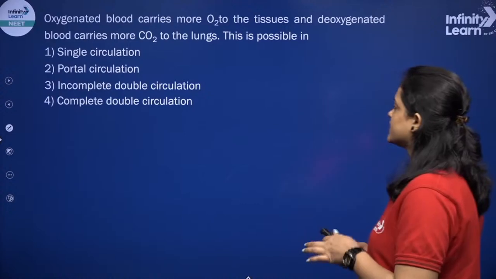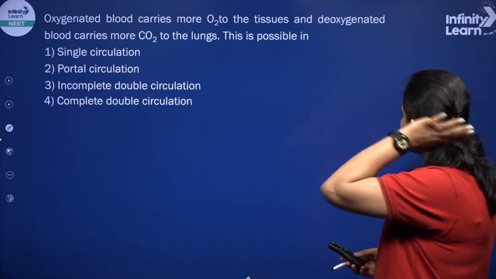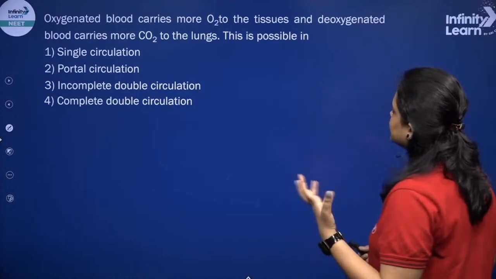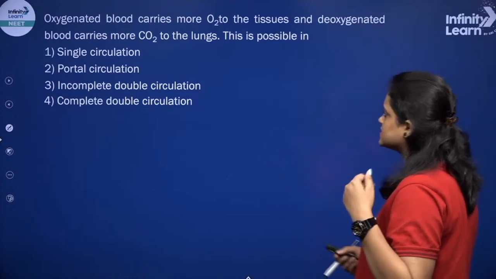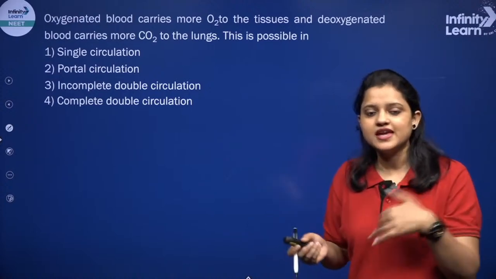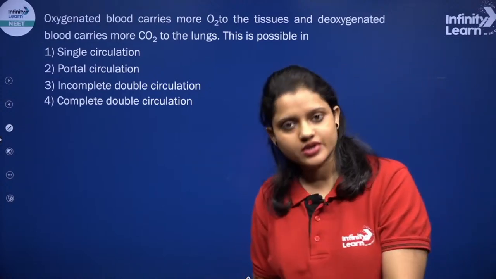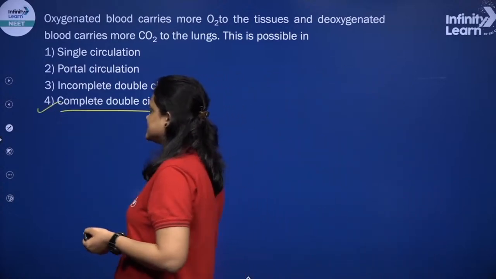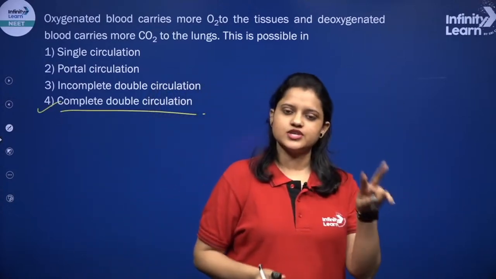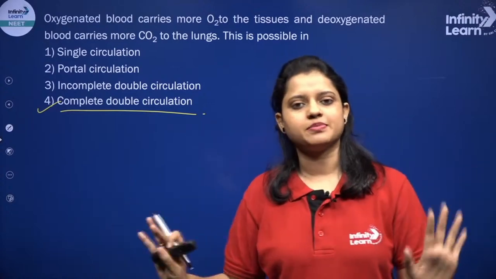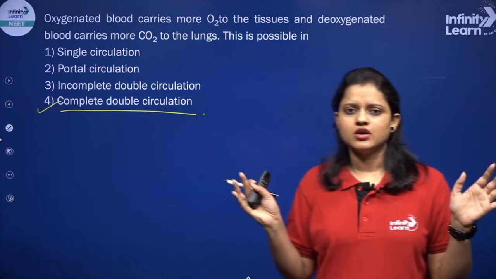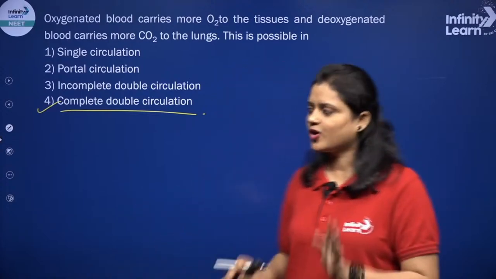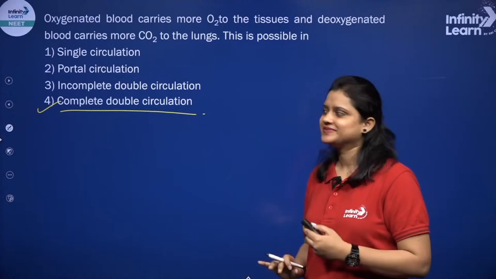Let's move on to our next question. Oxygenated blood carries more oxygen to the tissues. Yes. And deoxygenated blood carries more carbon dioxide to the lungs. Yes, this is possible in the circulation that we have, and we have a double circulation. So the correct option will be complete double circulation, isn't it? We have 4 chambers of the heart, 2 atria, 2 ventricles, absolutely separated from one another, right? So in our body there is no mixing of oxygenated and deoxygenated blood. So the correct option will be complete double circulation.